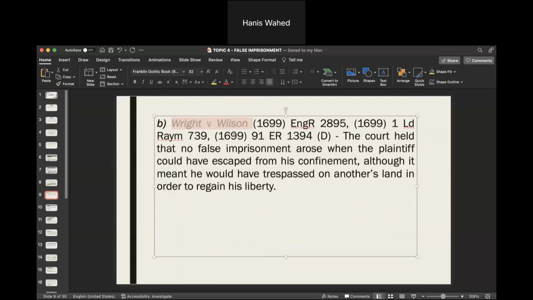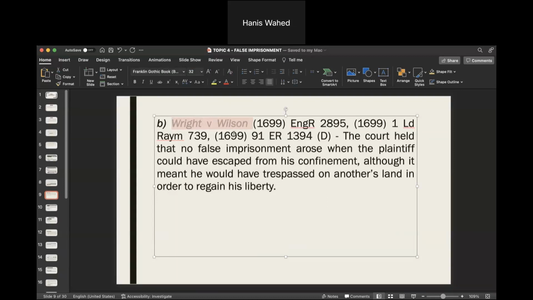Because if you read the facts of this case, the plaintiff may go out by the door in the chamber. Okay, so in this case, there was no forced imprisonment. Why? Again, because the restraint was not complete. So the principle is that if there's a reasonable way out, we can say that there is no forced imprisonment.